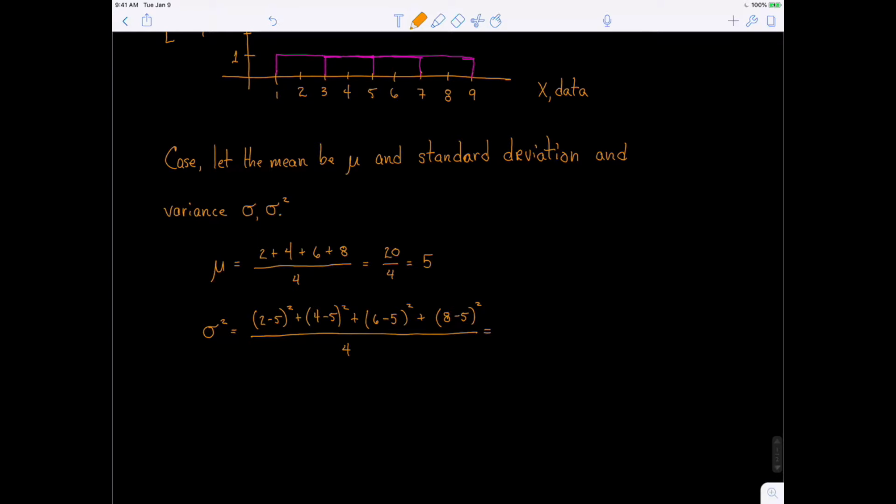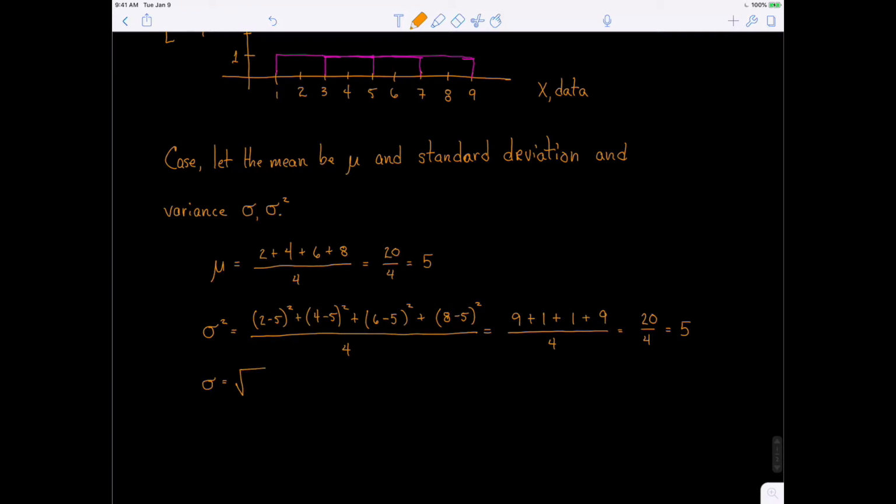So let's see, if we work through this, 2 minus 5 is negative 3. We square it to get 9, plus 4 minus 5 is negative 1. We square it to get 1, plus 6 minus 5 is 1. We square it, 1, plus 8 minus 5 is 3. Square it, that's 9. Divided by 4. Oh, look at that. 20 divided by 4. Wow, our variance is also 5.